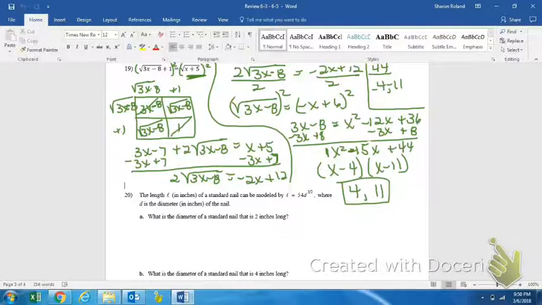If it's 4, 3 times 4 is 12, minus 8 is 4. So square root of 4 is 2. 2 plus 1 is 3. If you put 4 over here, 4 plus 5 is 9. The square root of that is 3. So 4 works. And so, oops, we've got to check 11.